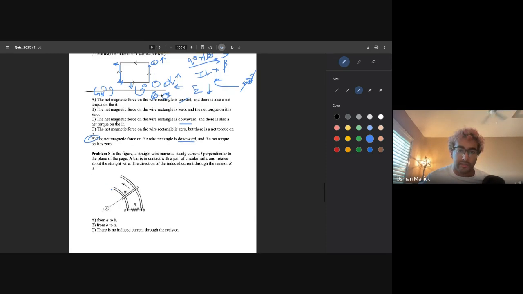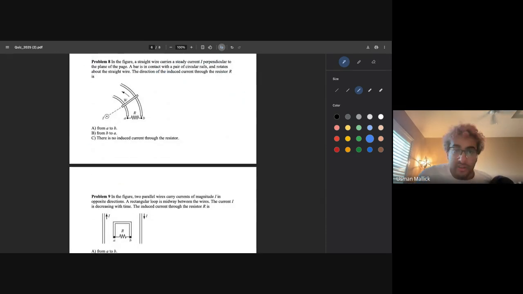All right, let's look at problem 8. In the figure, what am I looking at? Oh my God. A straight wire carries a steady current I perpendicular to, okay, so this is a wire, and it's carrying current perpendicular to the plane of the page. So it's pointing out of the page. I've never heard perpendicular to the plane of the page. A bar is in contact with a pair of circular rails. Cool. That's actually really cool. They're in rotation about a rotate wire. The direction of the induced current through the resistor R is this.